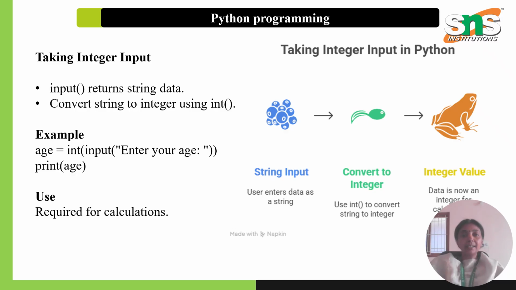By default in Python, it will take it as string. If we need integer input, we should use int keyword. Taking integer input, we can see how we can get integer input in Python. Here, input returns string data, convert string to integer using int function. Here example, age is equal to int of input of "enter your age" and then print age. Here the string input is converted into integer input using int function and then it will display the data in integer format.